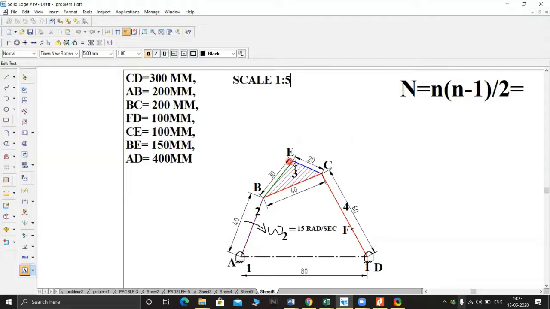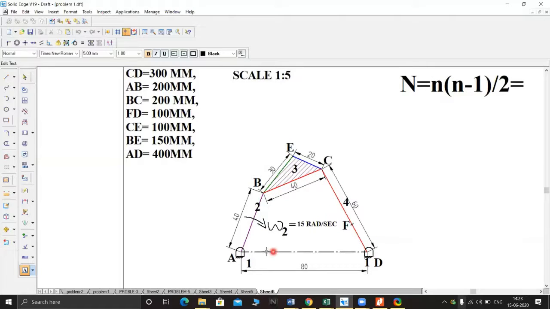Once you have constructed this, we need to take the link numbers. We need to mark the link numbers. They are not given; sometimes they will give, but usually they will not give. But we need to locate the link numbers.